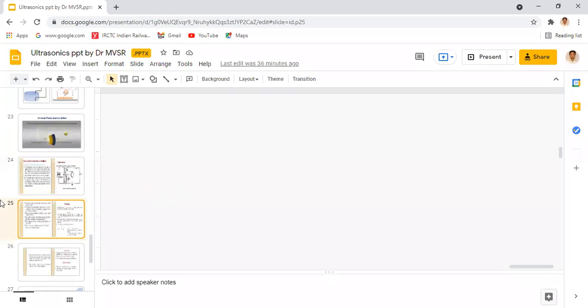Now this is about the production of ultrasonics by using this piezoelectric method. So already, where is the screen? Have you seen any screen? Hello.